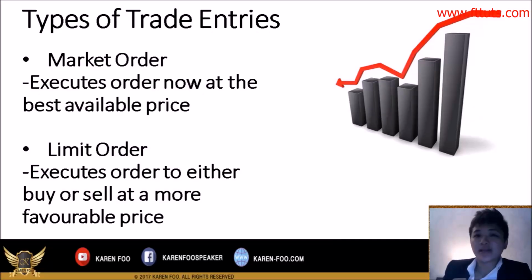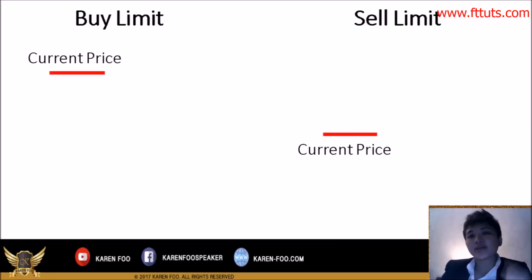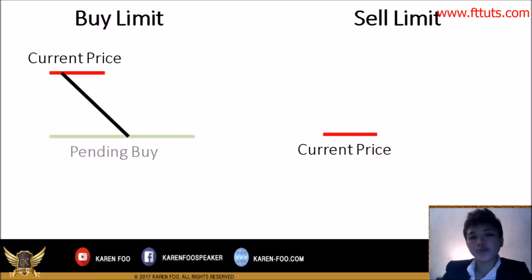And then the other type of order that's very common is called the limit order. And a limit order is a type of pending order. Now, what is a limit order? It allows you to execute your trade to either buy or sell at a more favorable price. So why do I say that it is a more favorable price? Because let's say you want to set a buy limit and you have a current price that is higher than what you want to execute at. You would set a buy limit so that eventually when the price goes down, your trading platform would automatically execute a buy for you with a pending buy order.